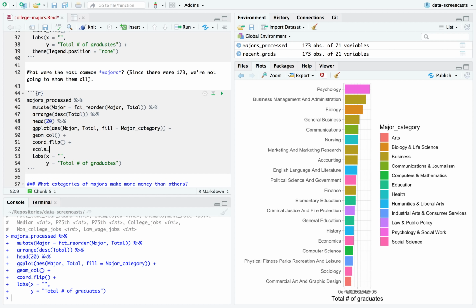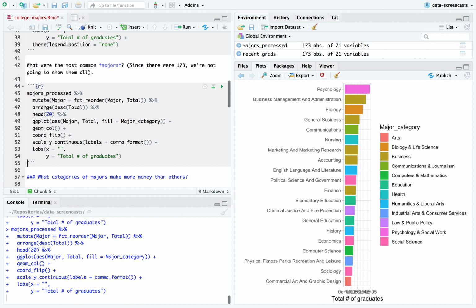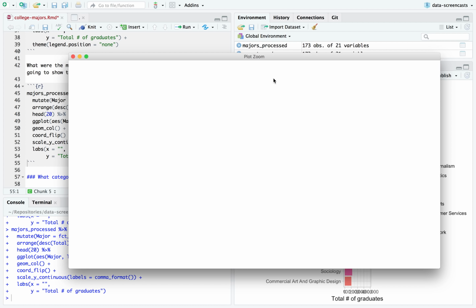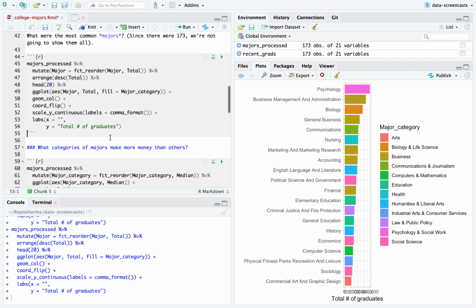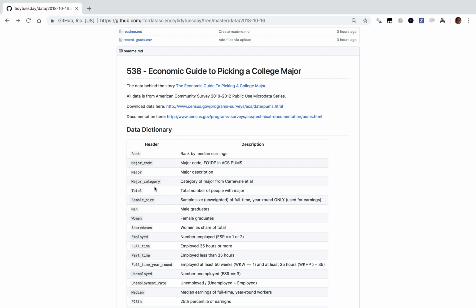On this x-axis, pardon me, it's actually a y-axis with a coord flip, I would throw in labels equals comma format instead of dollar format. That's going to look pretty swell: 100,000, 200,000. Yeah, I like that more than scientific notation. Good stuff. All right, so those are some common majors. One more thing while I'm looking at totals is we have two columns right next to it.